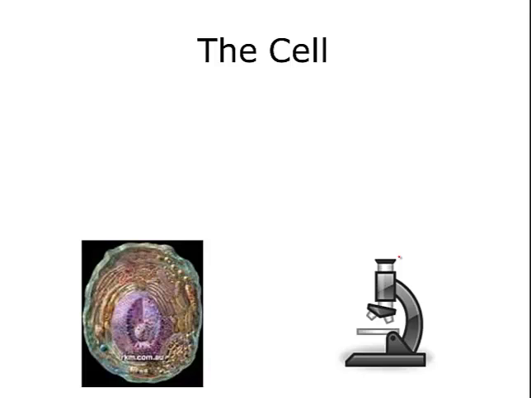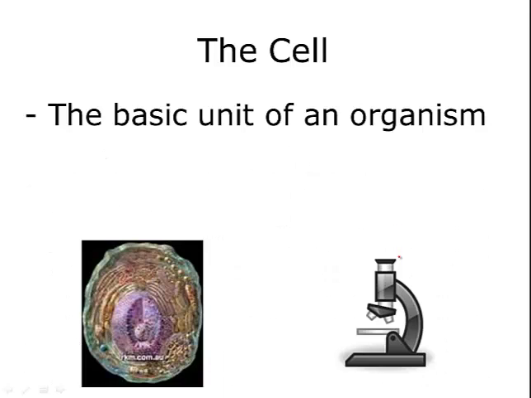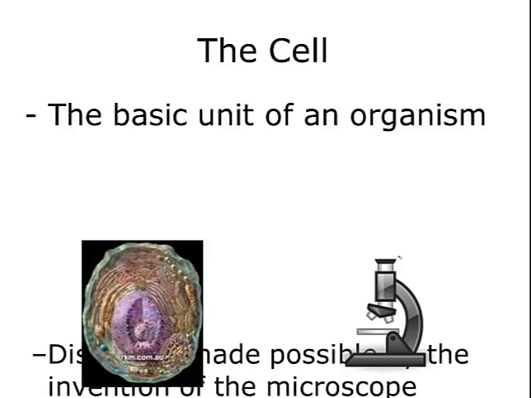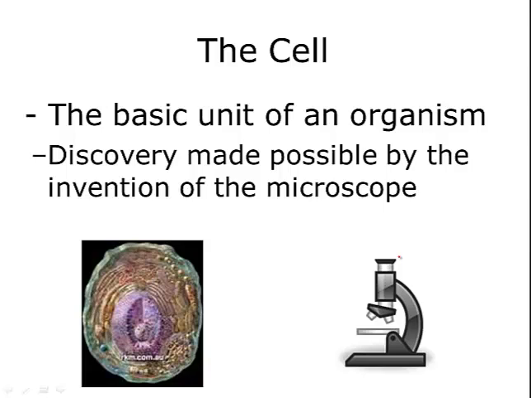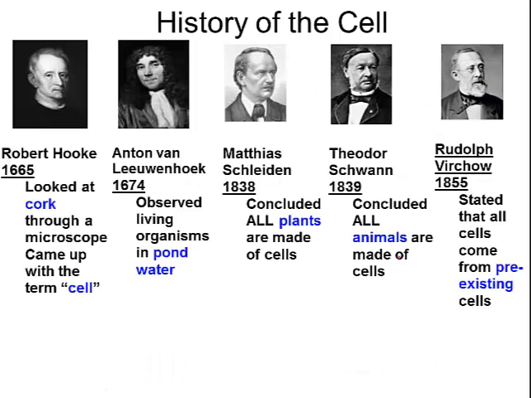So before we get started, we're going to talk about what a cell actually is. When we talk about living things, all living things are made of cells, so the cell is the basic unit of an organism. The discovery of the cell was made possible by the invention of the microscope. So people didn't know what cells were until the microscope was actually discovered, and then we started to figure out that we were made of these smaller little individually working units.